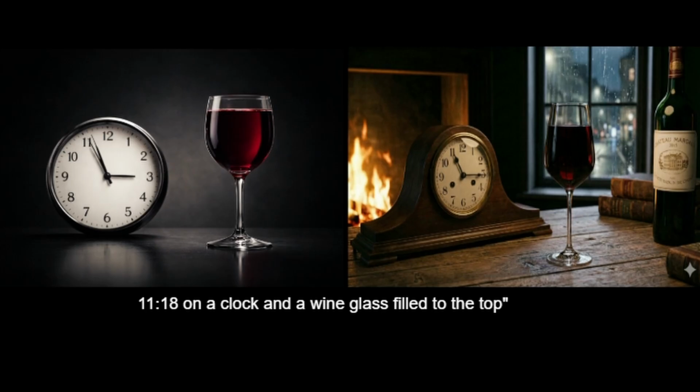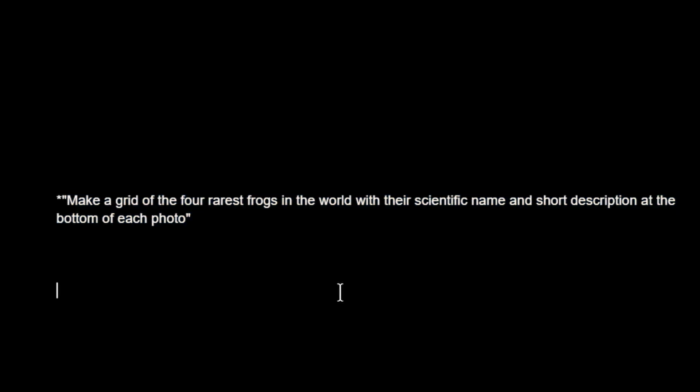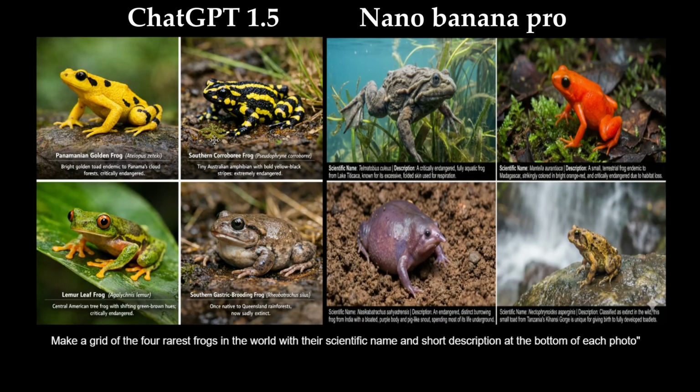Next, I want to test its understanding of some real-world stuff, so I asked it to make a grid of the 4 rarest frogs in the world with their scientific name and short description at the bottom of each photo. So here is the generation from GPT Image 1.5. I actually don't know any of these frogs. This is correct. Second and third is also correct, and their scientific names are also correct.